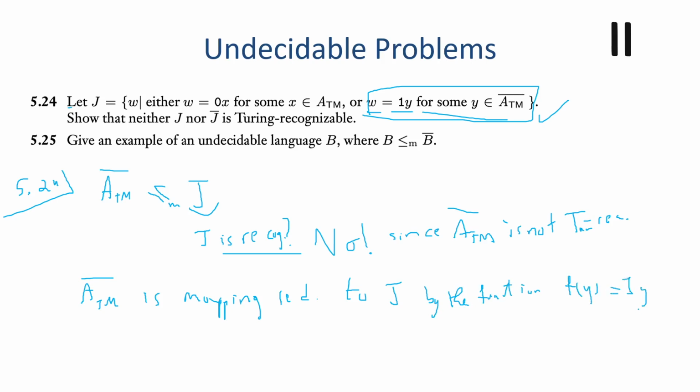Again, why is this mapping reducible? Why does it work? Well, what are they saying? If there's some y that belongs to ATM complement, they're saying, oh, just add a 1 to it at the beginning. You can do that. Like imagine you have a program for something, and you're just adding literally the symbol 1 at the beginning. You could do that. So this is f of w or f of y.